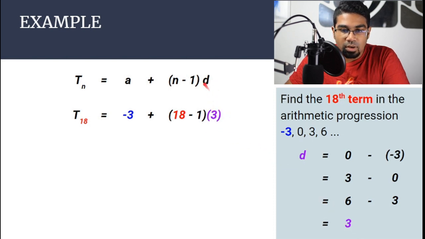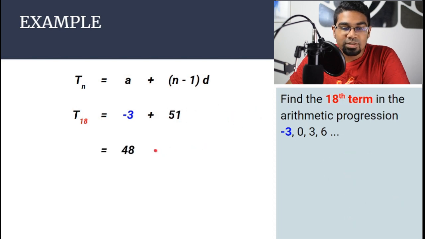Once we've substituted all the values into the equation, then we can work it out. We will get the answer is 48. So the 18th term in this progression, if it were to go on, term number 18, will be 48.